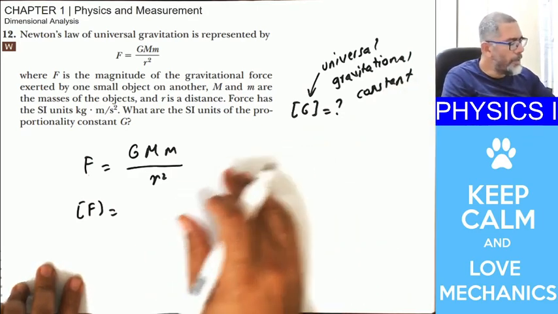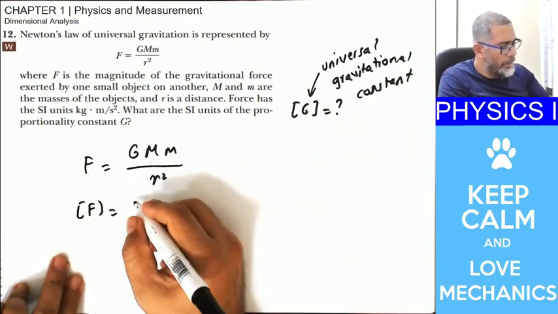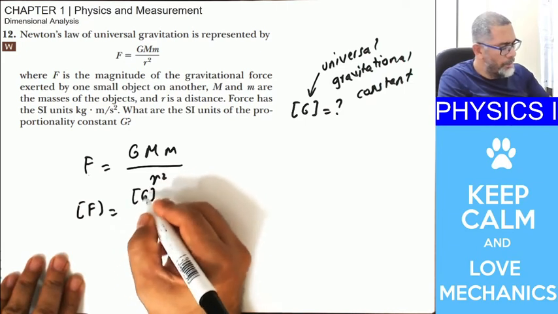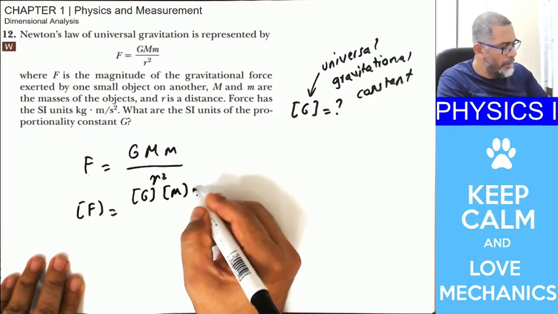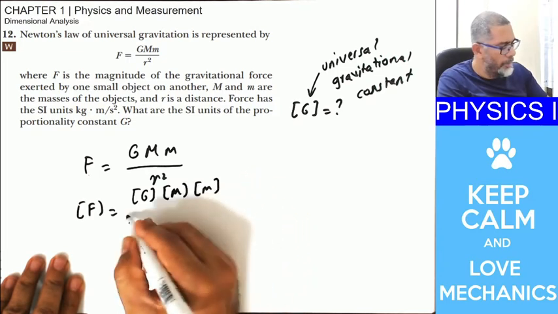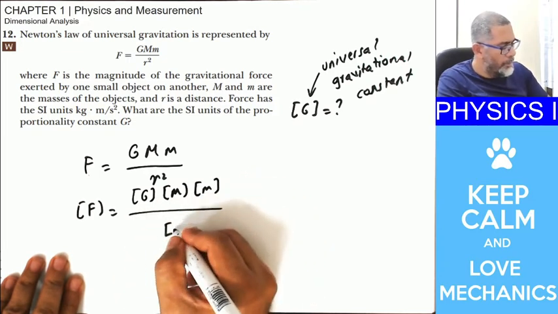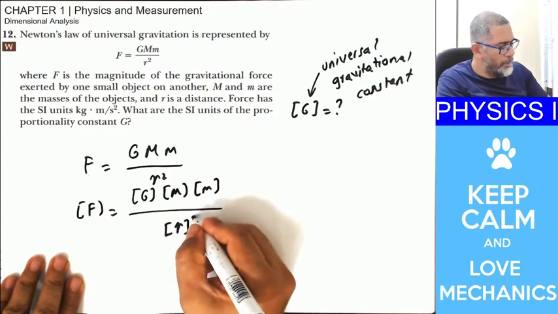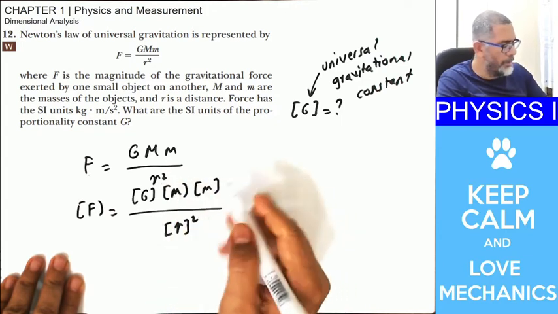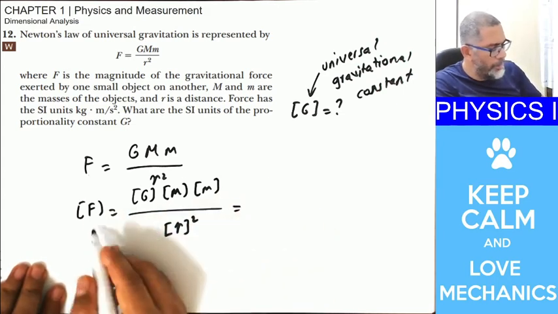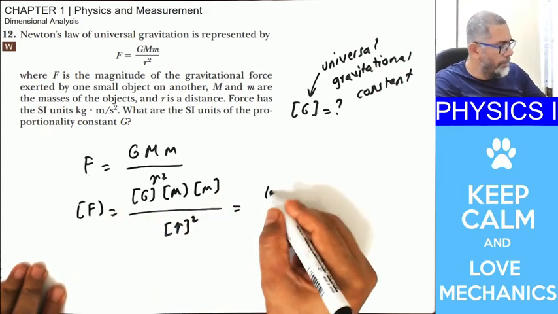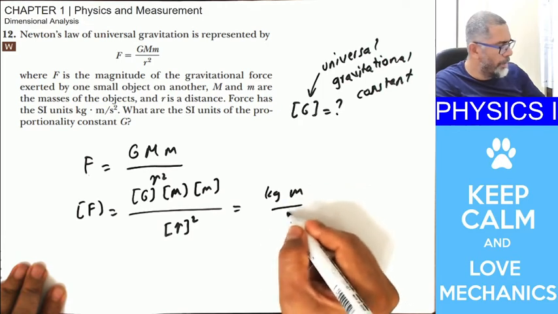And this is the question. So this is [G][M][m] divided by [r²]. You can take the square outside the square bracket. So this must be equal to, since this is given, kilogram meter per second squared, okay?